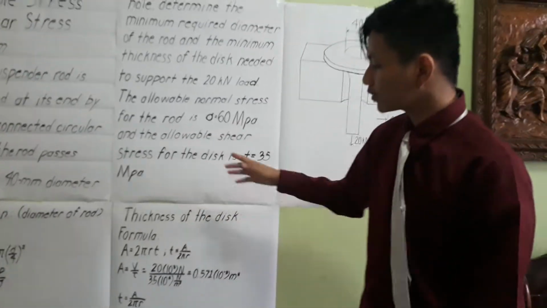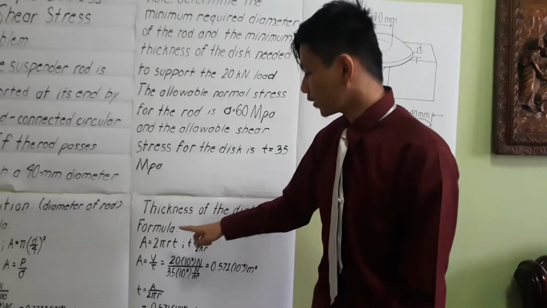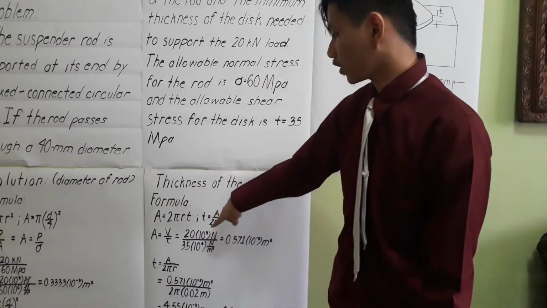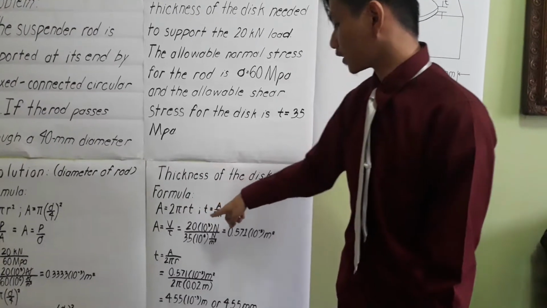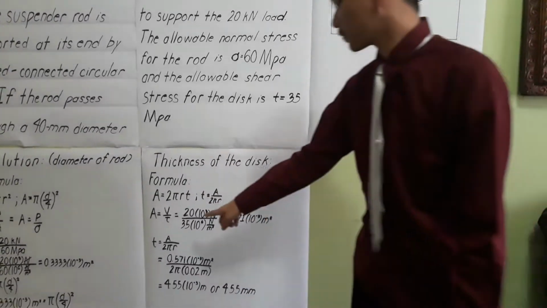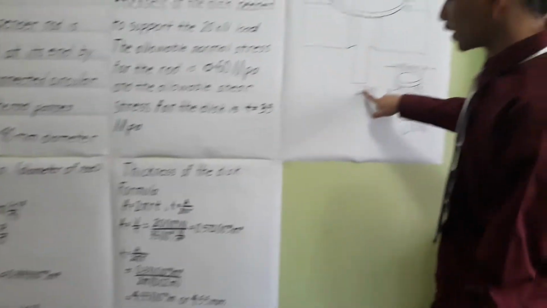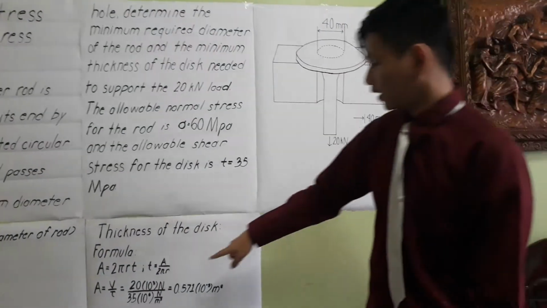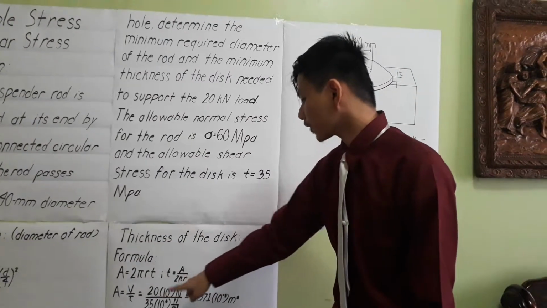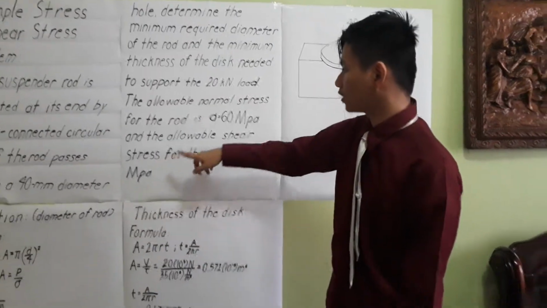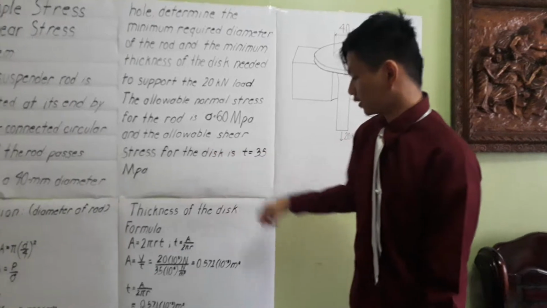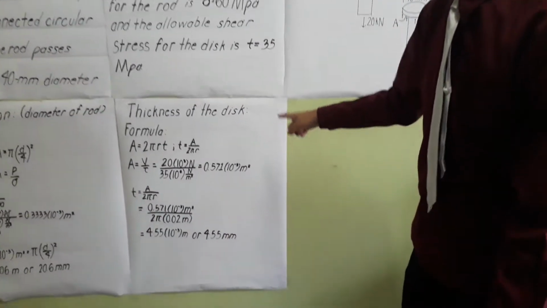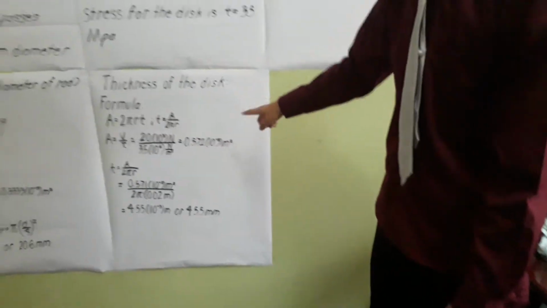And with that, we can use the formula of area equals total force over tau, or the shear stress. And now again, we can use the 20 kilonewton as the total force, which is pulling the load, and the 35 megapascal, which is the allowable shear stress. And it will equate to 0.571 times 10 raised to negative 3 meter squared.